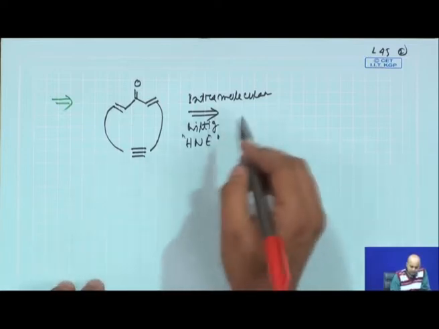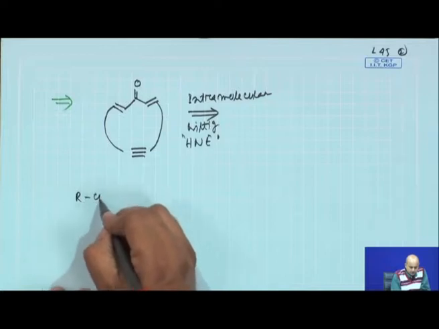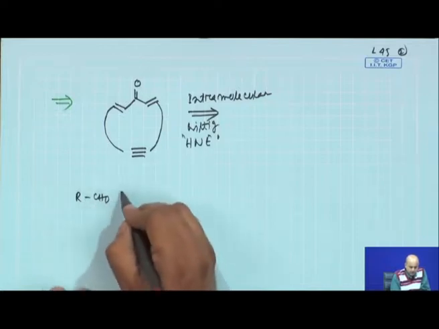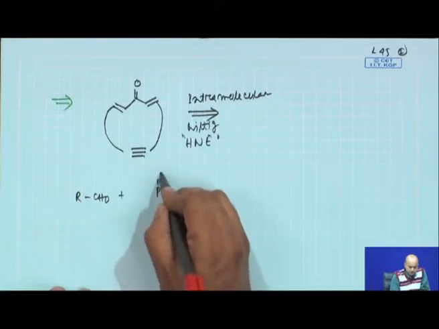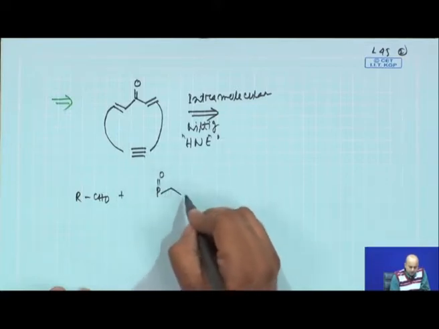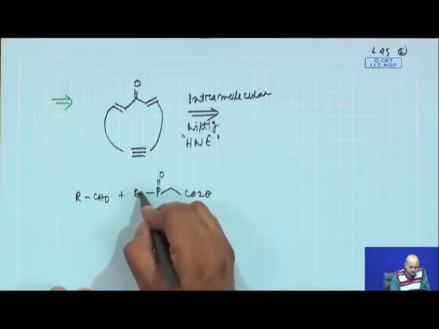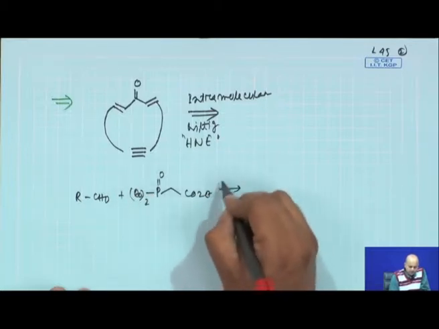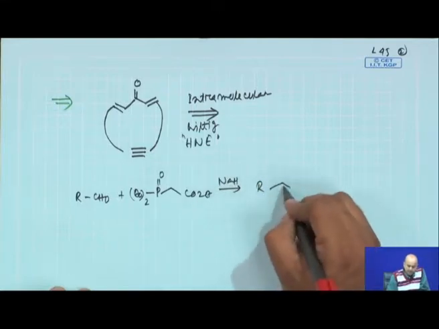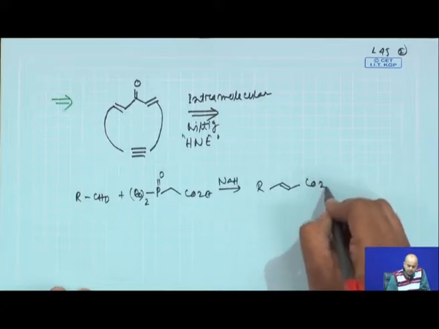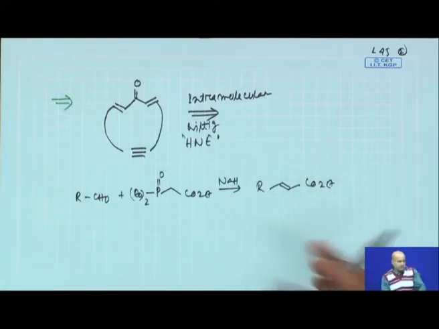Now the Horner-Wadsworth-Emmons reaction, probably all of you know, if you have RCHO, you react with the corresponding phosphonate derivative in the presence of a base. This reaction we have discussed earlier, and you can basically get the alpha beta unsaturated ester. This is a very well known reaction.